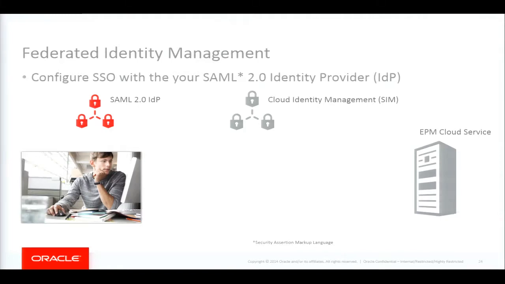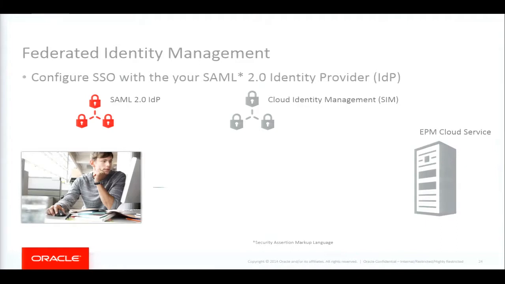Once that's done, you push the button on EPM Cloud Identity Management. It puts out its metadata, which you then feed back to your identity provider. So now they each know each other, and then you push the test button. It is that simple. And the authentication part is now transferred.